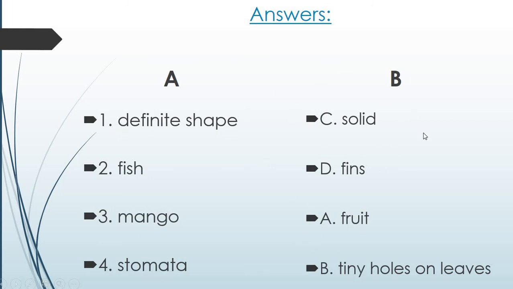Definite shape, solid. Solid substances have definite shape. Fishes have fins to swim in the water, to move from one place to another. Mango, it is a fruit obviously, and stomata is like a nose of plants. That means tiny holes on the leaves used for breathing. So I hope you have matched your answers. If not, you can watch video lectures again and compare your answers. So this was a very easy one, isn't it? Compared to all the others, this was very easy.